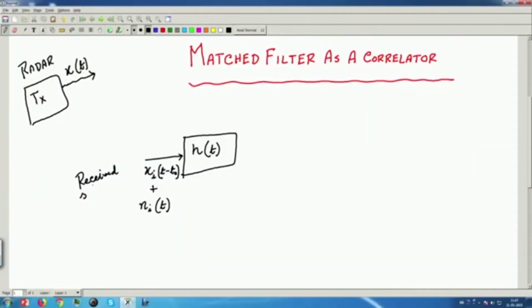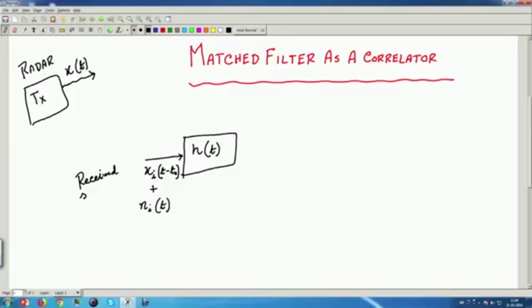We were discussing matched filter. In the previous class, we have seen the matched filter output maximizes SNR. Today we will see what else the matched filter can do. Actually, today we will see that it not only maximizes SNR, but its output is nothing but a correlation of the received signal with the transmitted signal. So, that is the beauty and that we will explore today.